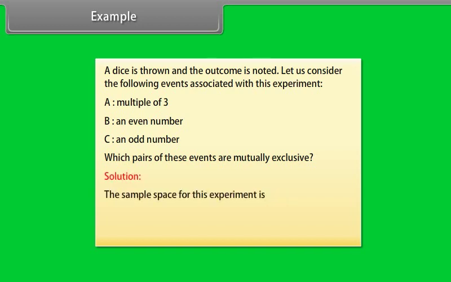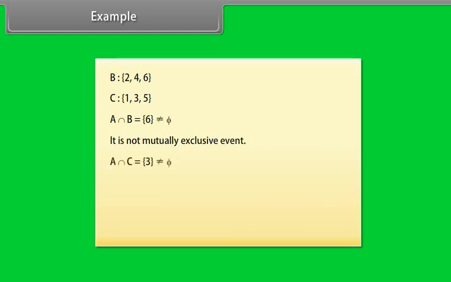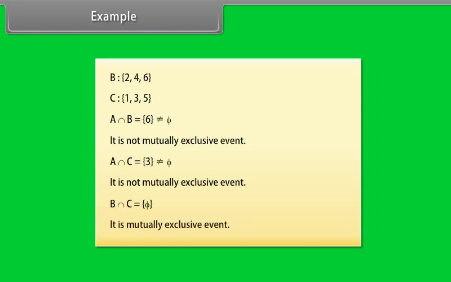Solution. The sample space for this experiment is S = {1, 2, 3, 4, 5, 6}. A = {3, 6}. B = {2, 4, 6}. C = {1, 3, 5}. A intersection B is equal to {6}, which is not equal to phi. It is not a mutually exclusive event. A intersection C is equal to {3}, which is not equal to phi. It is not a mutually exclusive event. B intersection C is equal to phi. It is a mutually exclusive event.